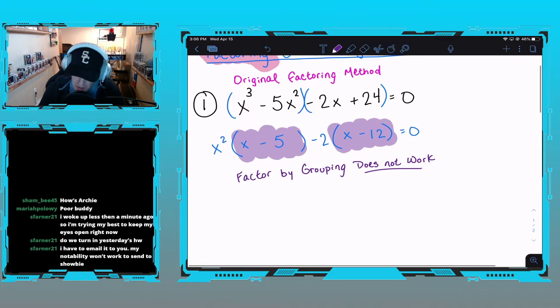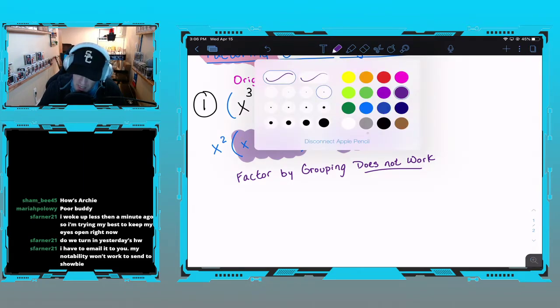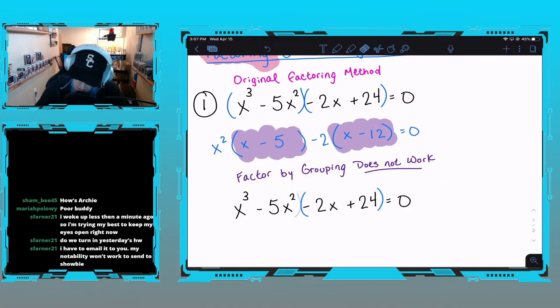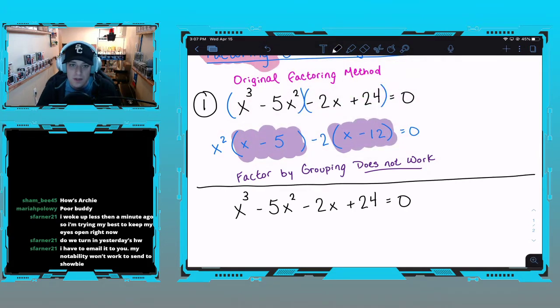So what I'm going to do, I'm going to take that same exact problem. I'm just going to copy it and paste it. And I'm going to show you guys how we can do it the right way. So let me put a little line splitting this up. So it's still the same problem. I didn't change any of the numbers, nothing.